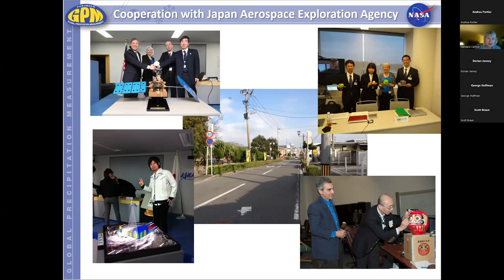On the lower left, you see one of the Japanese team members built a 3D hurricane model with Legos. And actually, I was at a conference recently, and I saw somebody had built a 3D hurricane model with Legos, and I knew where they'd gotten that idea. The center is actually the town of Minamitane in Tanegashima, Japan. And those were the yellow banners that were welcoming us into town when we showed up with GPM.